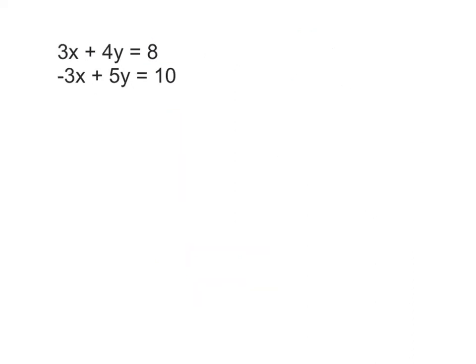Okay, let's take a look at this one. 3x plus 4y equals 8, and negative 3x plus 5y equals 10. So this one's just set up slightly different because in the first two examples, our y's matched right here. Well, our 4 and our 5 don't match. We can't eliminate y by adding, because we would get 9y, or by subtracting, because we would get negative 1y. So what we're going to actually get rid of here is our x variable. We're going to eliminate x.